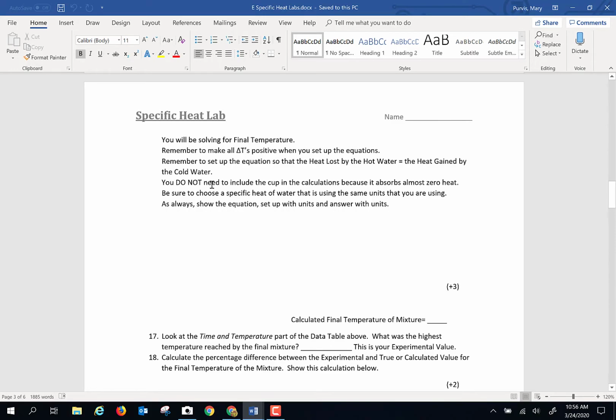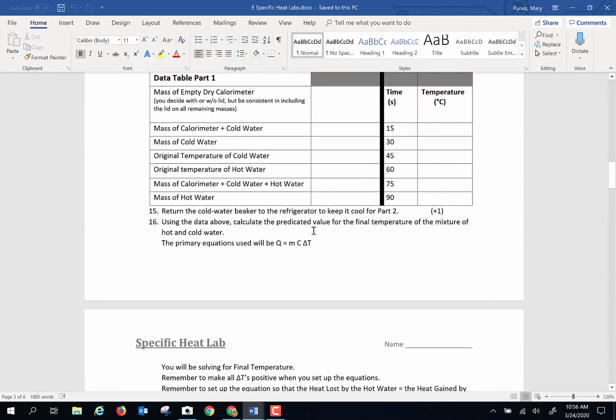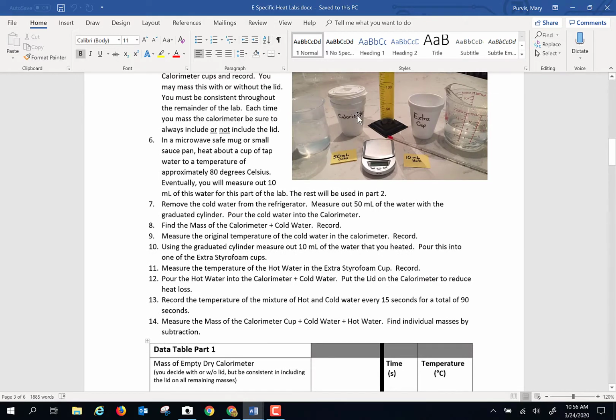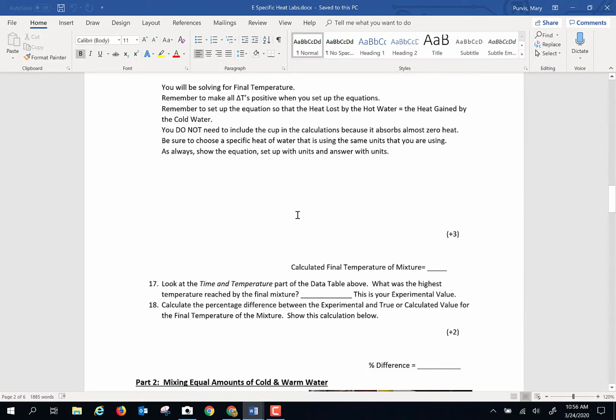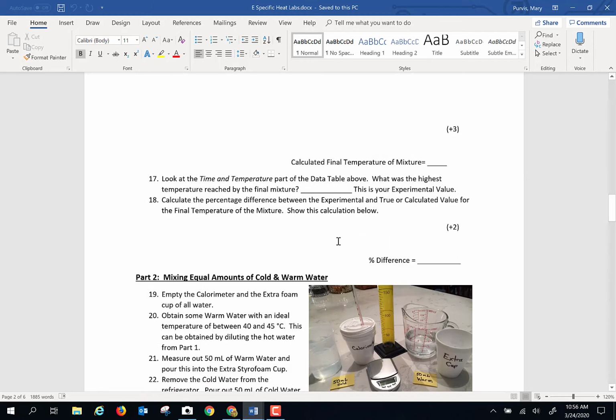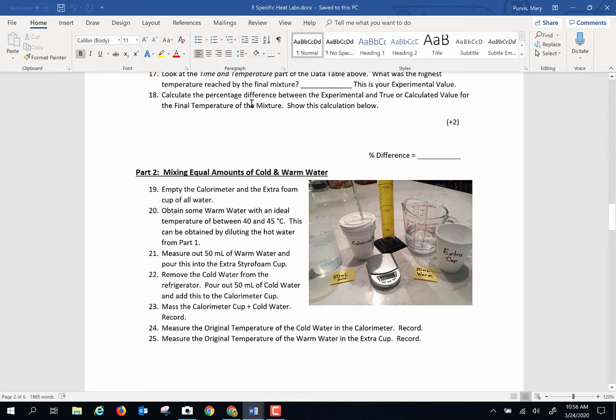Please keep in mind you do not need to include the cup in the calculations. That's why we're choosing styrofoam. We're choosing styrofoam because we're going to make the assumption no heat gets transferred to that cup. So you're going to measure the final temperature, calculate that final temperature, and do a percent difference between the two. Use the same equation that we use for percent error. And as always, show me everything with units.